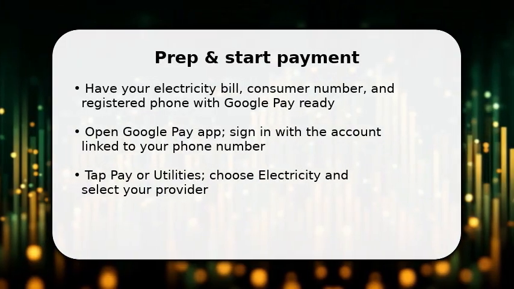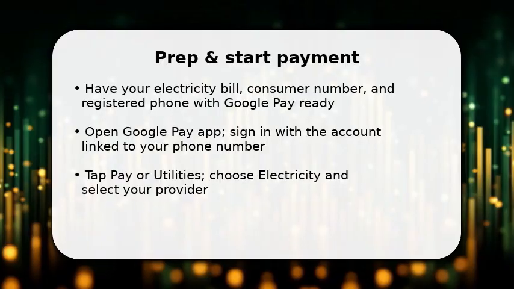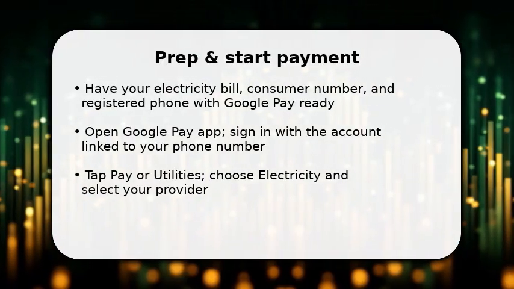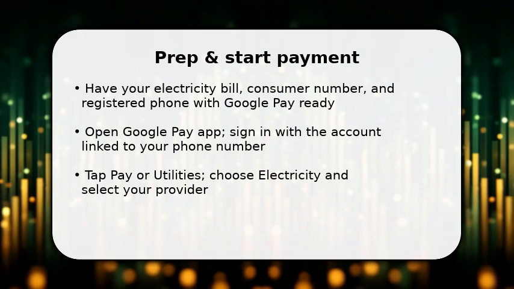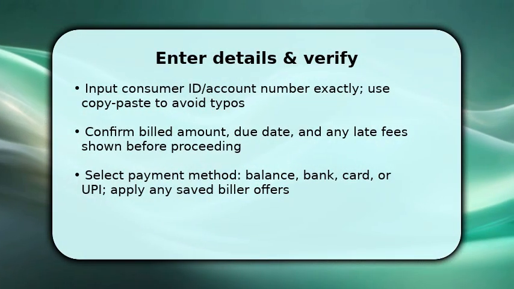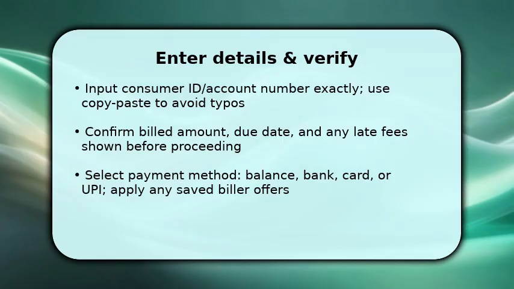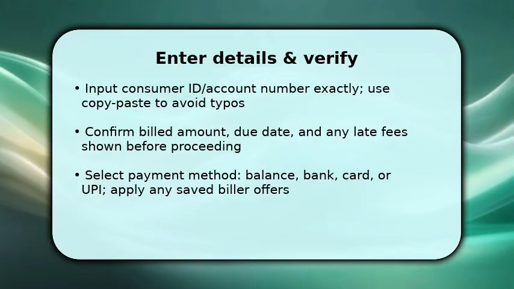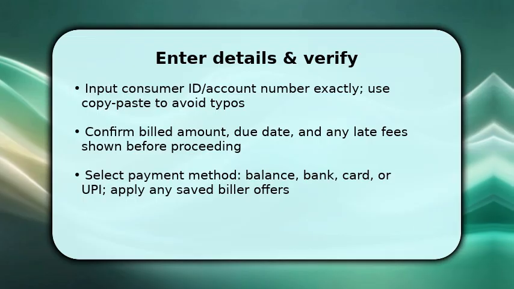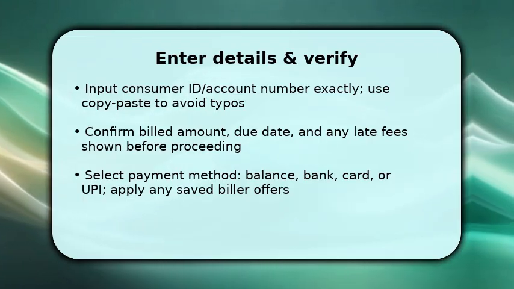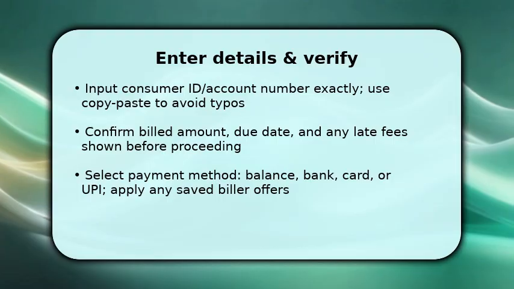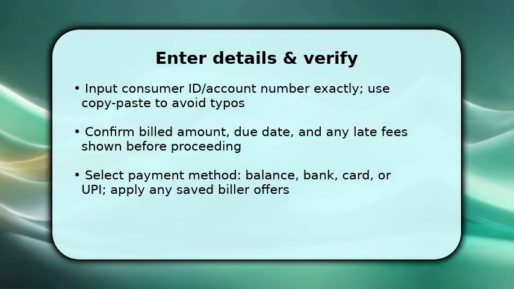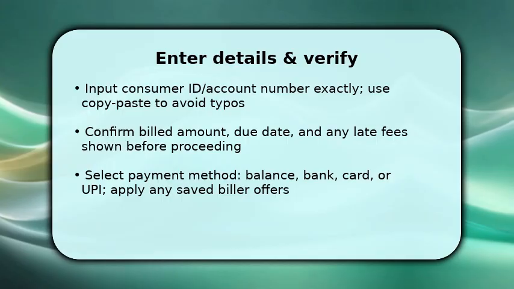Search or select yours. Make sure the account or consumer number field is visible, so you can enter exact digits from the bill. Now you enter the account or consumer ID exactly as printed on the bill. Copying avoids errors. Once entered, Google Pay fetches the bill. Verify the billed amount, due date, and any late fees it displays. If the bill doesn't appear, recheck the consumer number or retry the provider selection.